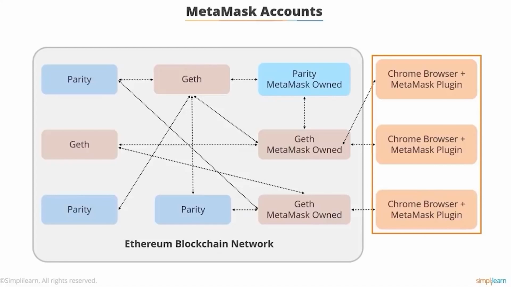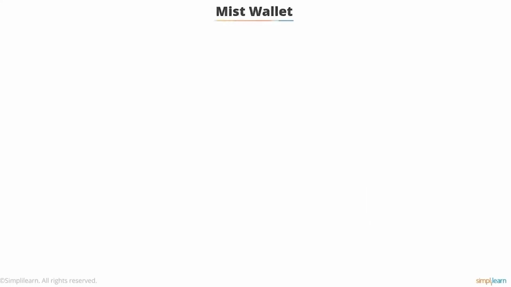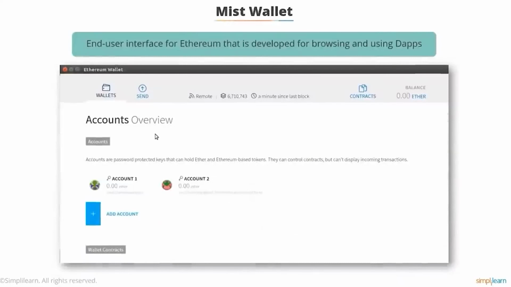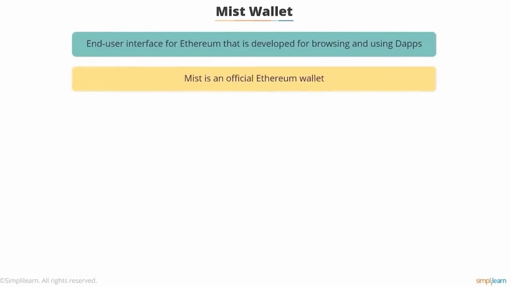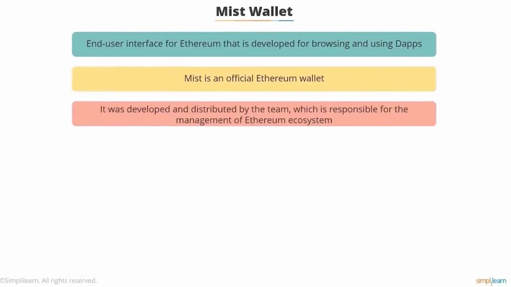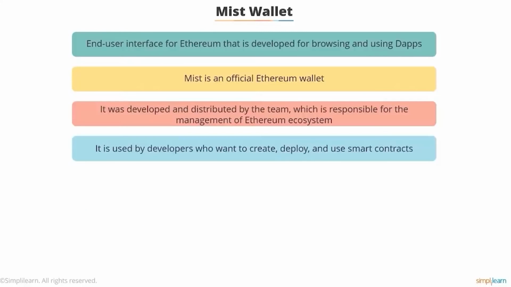Let's talk Mist, which is another important tool of the blockchain ecosystem. Mist Wallet. Mist Wallet is the end user interface for Ethereum that is developed for browsing and using dApps. Mist is an official Ethereum wallet. It was developed and distributed by the team which is responsible for the management of Ethereum ecosystem. It is usually used by developers who want to create, deploy, and use smart contracts.